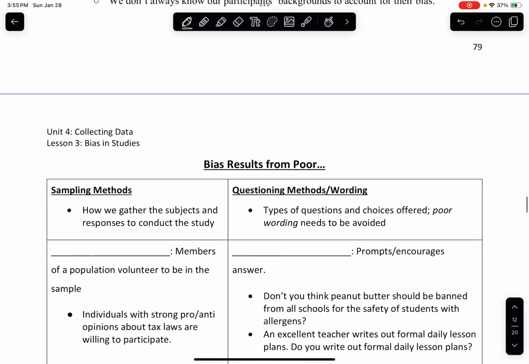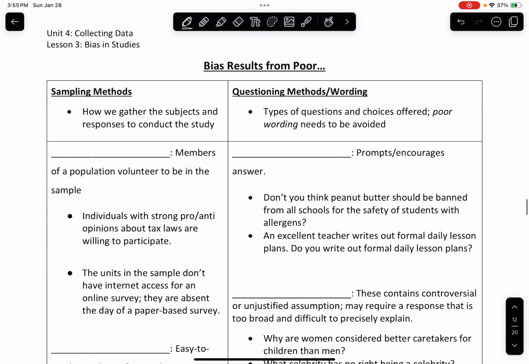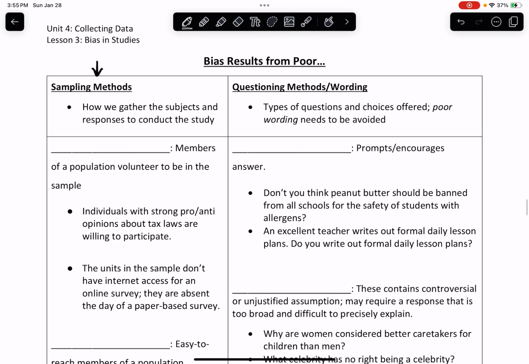So there's different ways we get biased results. It can either be from poor sampling methods or poor questioning methods or wording. We're going to look at the sampling methods first. So poor sampling methods, keep in mind sampling methods is how we're gathering the subjects and the responses. One way that bias shows up is in a self-selected sample.